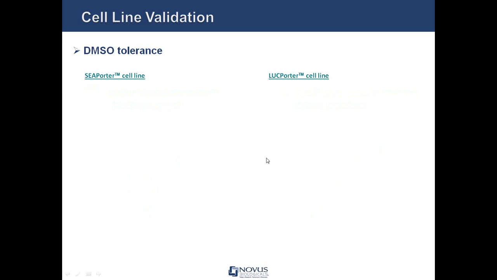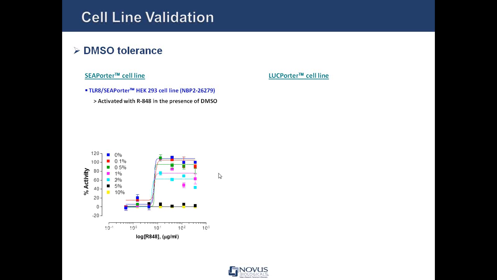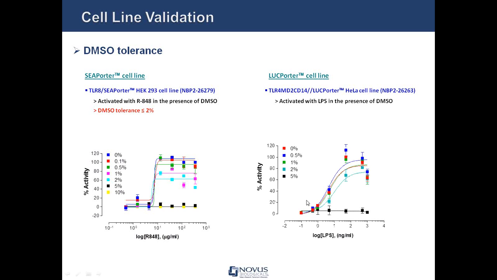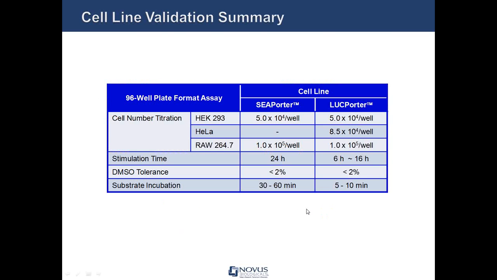We checked the DMSO tolerance in SEAPorter cell lines, with the same cell line and the same ligand. And we tried different concentrations between 0.1 and 10% DMSO. And then we found DMSO tolerance less than 2%. Same thing for LUCPorter cell lines, we use the same cell line and different concentrations of DMSO, and showed a similar tolerance rate, less than 2% DMSO.